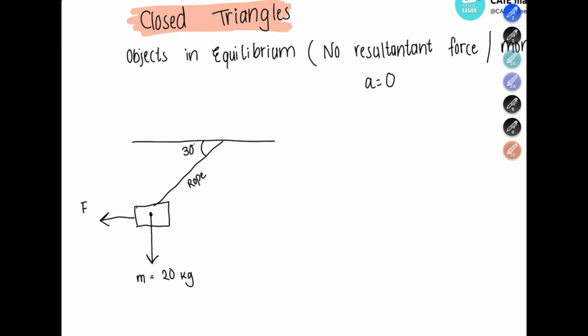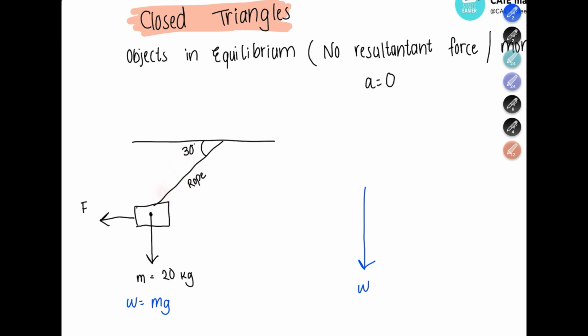So the easiest way is to start with the weight, which is acting downwards. Remember, mass is not a force, but weight is. So W is going to be mg. Okay, so you can say the weight is acting downwards. Now you have two forces, tension from the rope and the horizontal force. Remember, tension is acting upwards, okay, because it's pulling it up.